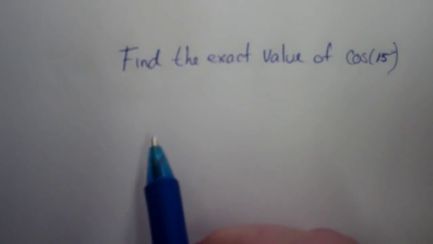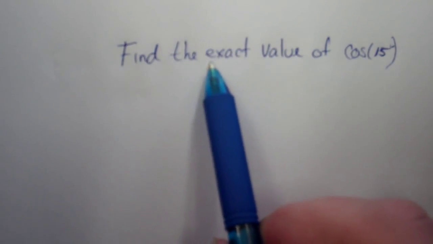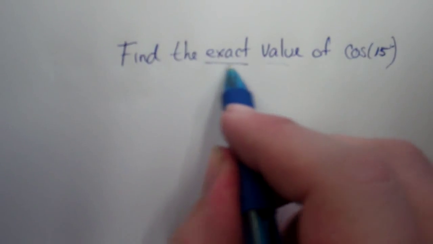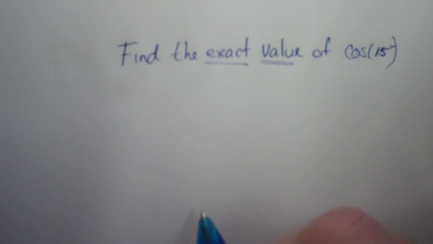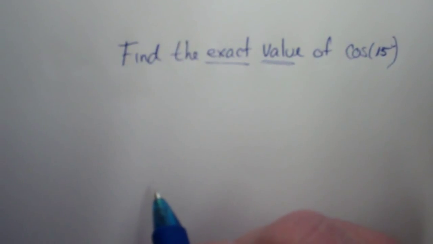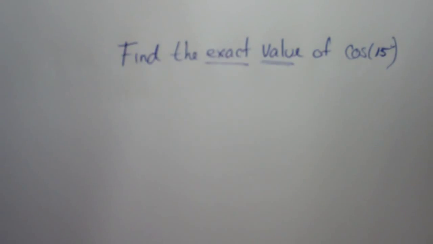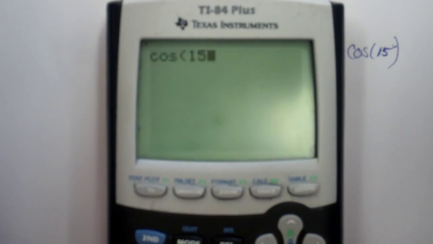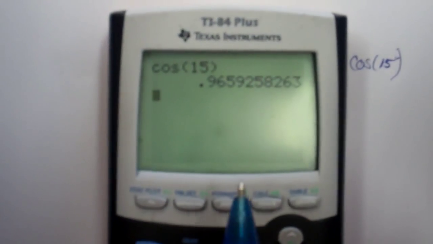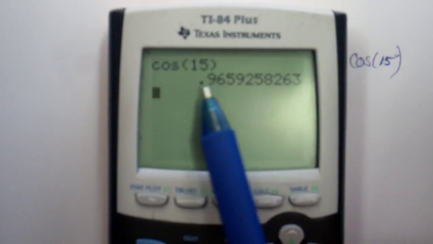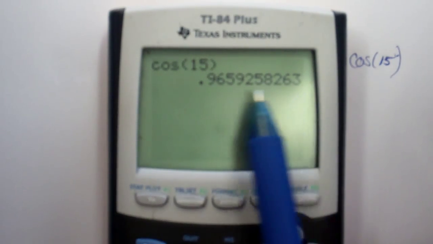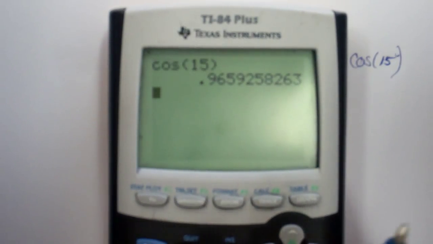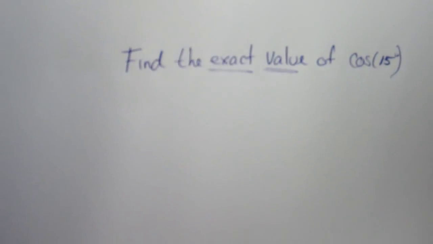So take a look at this example. It says, find the exact value of the cosine of 15. What does it mean when it talks about the exact value of the cosine of 15? Well, I'll show you what is not an exact value. If you just use the calculator and you type in cosine of 15, it gives you this long decimal number. This decimal number is really an approximation of the cosine of 15. It's not an exact value. We can do better than that by using one of these formulas.